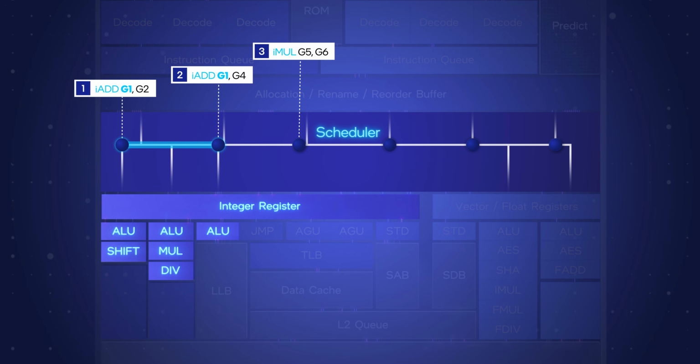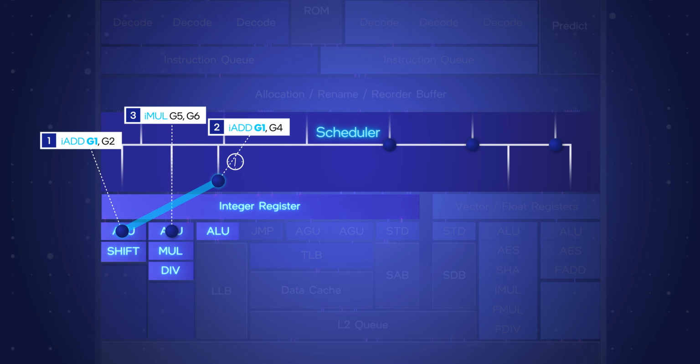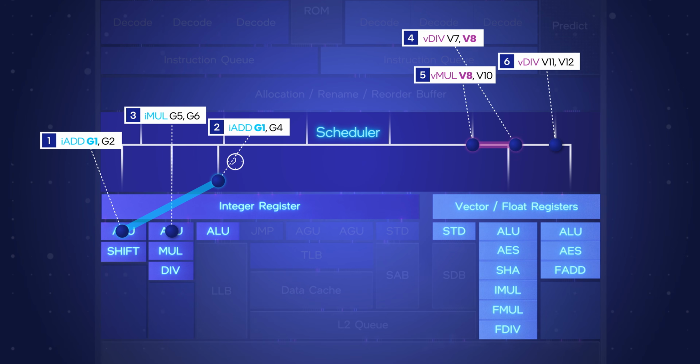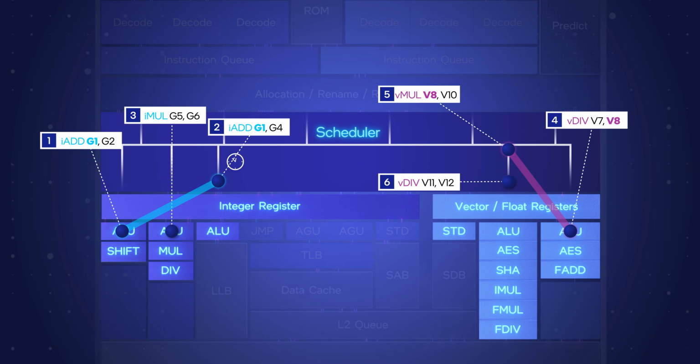since the third operation isn't dependent on the first 2, we can assign that to an ALU already and let it go. Similarly, the fourth instruction can be sent to a vector ALU right away. The fifth instruction will need to wait for the fourth one to execute, but the sixth one is not dependent on anything, so it also can be sent right away.